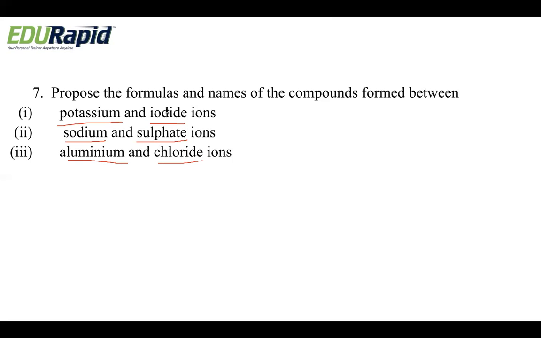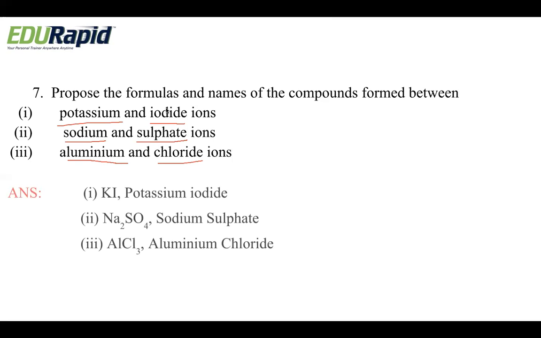Okay. So first one, any answers? Potassium and iodide. Yeah, it is potassium iodide. When potassium and iodide ions combine, it results in the formation of potassium iodide, KI. When sodium and sulfate combine, it is the sodium sulfate compound. Lastly, aluminium and chloride ions, it is aluminium chloride, AlCl3.